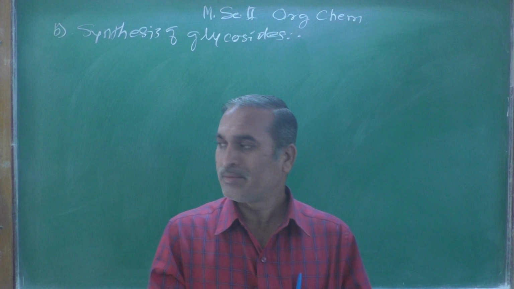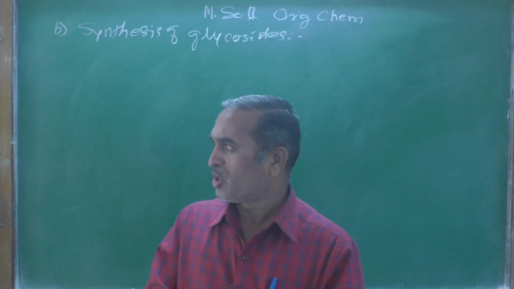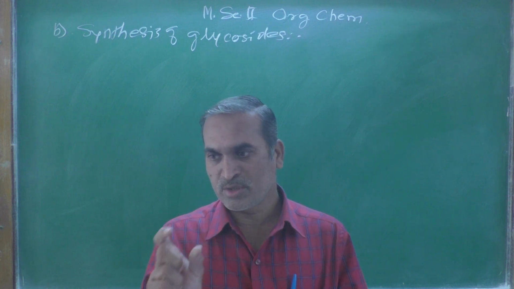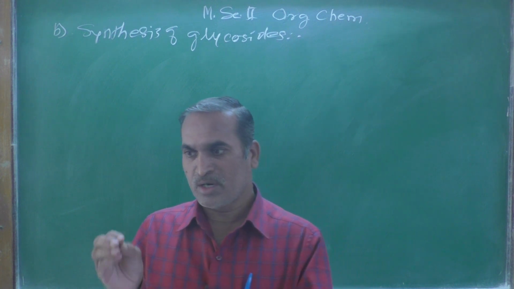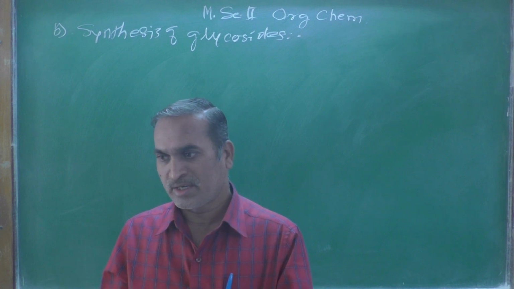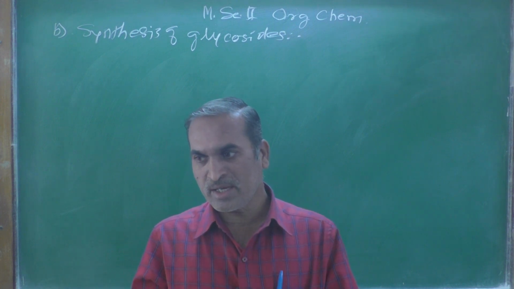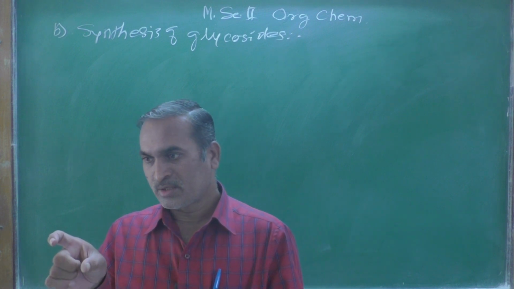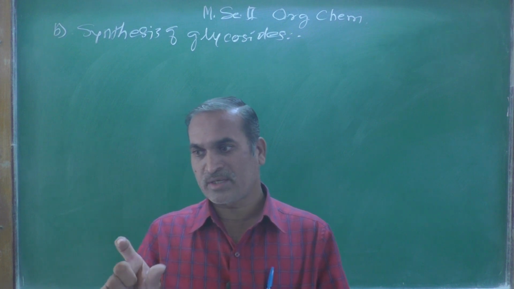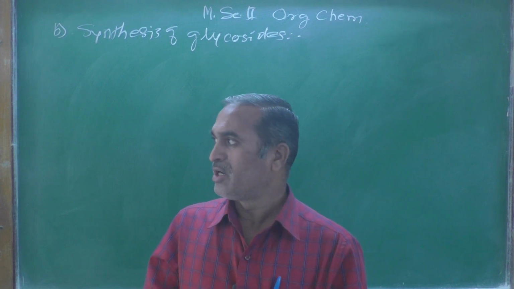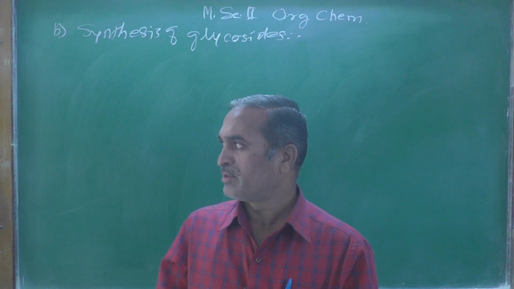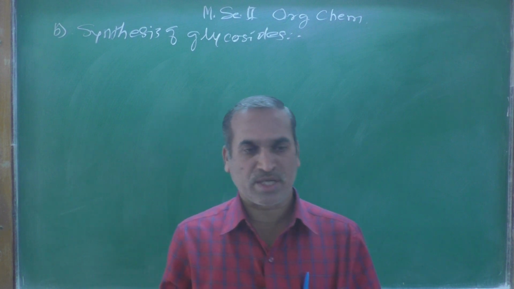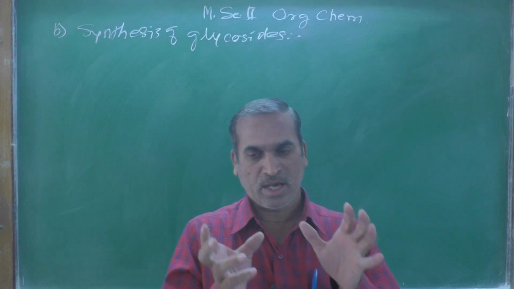Glycals are obtained or derived from the pyranose cyclic ring by introducing a carbon-carbon double bond, and that derivative is called a glycal, and from that we can synthesize different glycosides.